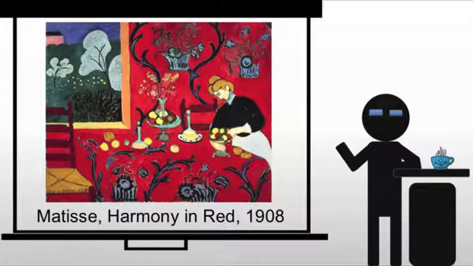So moving ahead, we need to deal with Harmony in Red. In his Paris studio, with its window looking out over a monastery garden in 1908, Matisse created one of his most important works of the period, the Red Room, or Harmony in Red. The artist himself called this a decorative panel, and it was intended for a dining room in a Moscow mansion.